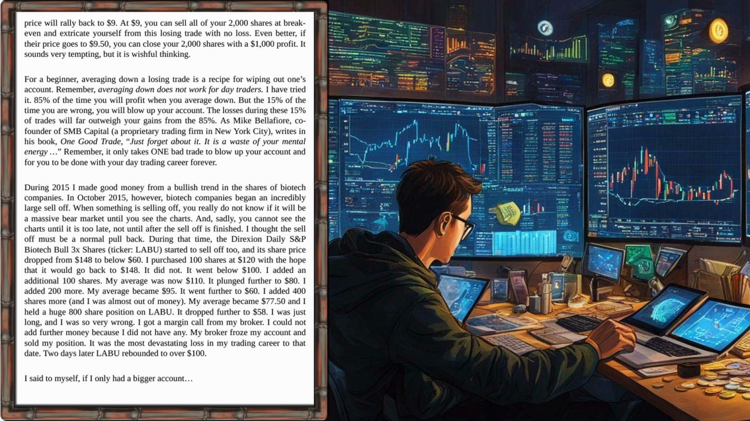I purchased 100 shares at $120, with the hope that it would go back to $148. It did not. It went below $100. I added an additional 100 shares. My average was now $110. It plunged further to $80. I added 200 more. My average became $95. It went further to $60. I added 400 shares more, and I was almost out of money. My average became $77.50, and I held a huge 800 share position on LABU.